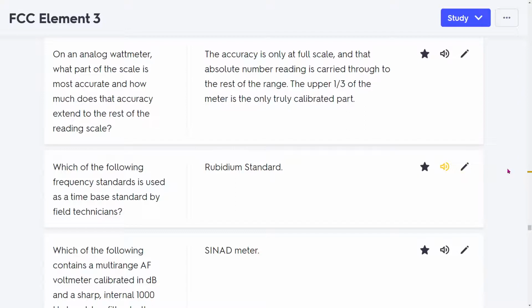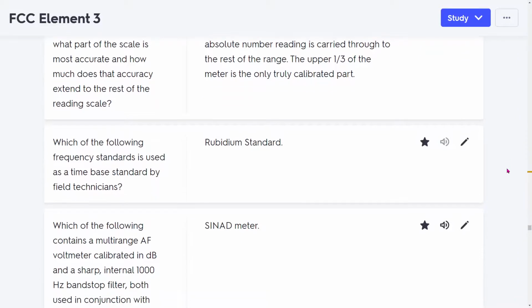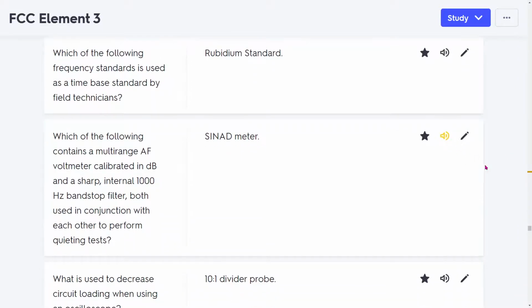Which of the following frequency standards is used as a time-based standard by field technicians? Rubidium standard. Which of the following contains a multirange AF voltmeter calibrated in decibels and a sharp internal 1000 Hz bandstop filter, both used in conjunction with each other to perform quieting tests? Sinad meter.